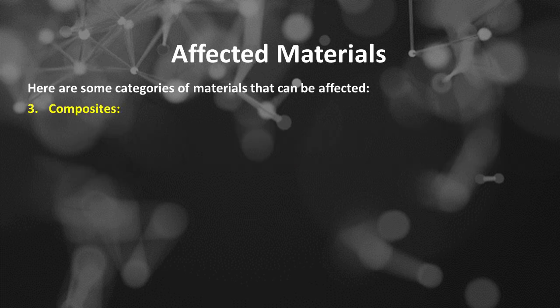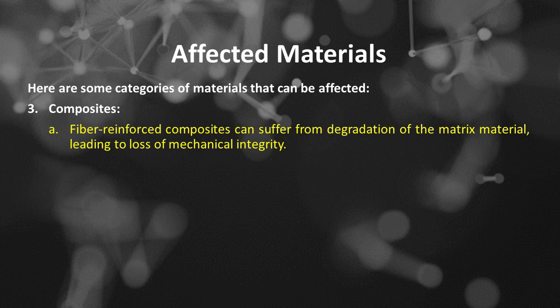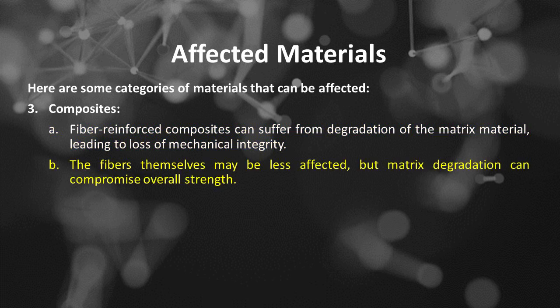Number 3 of categories of materials that can be affected is composites, includes. Number A, of composites is fiber-reinforced composites can suffer from degradation of the matrix material, leading to loss of mechanical integrity. Number B, of composites is the fibers themselves may be less affected, but matrix degradation can compromise overall strength.